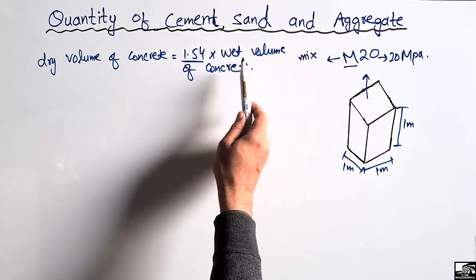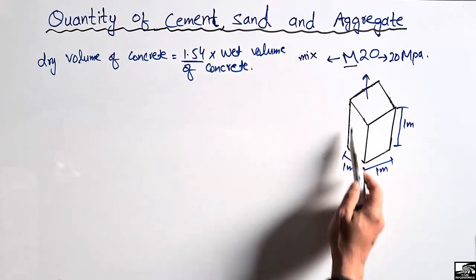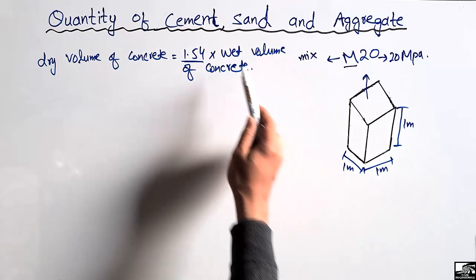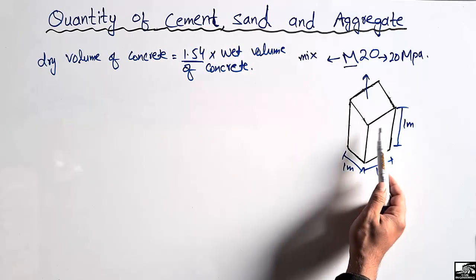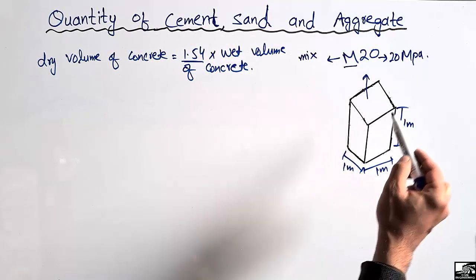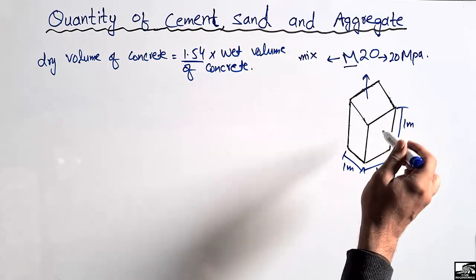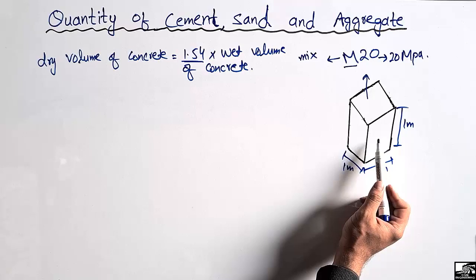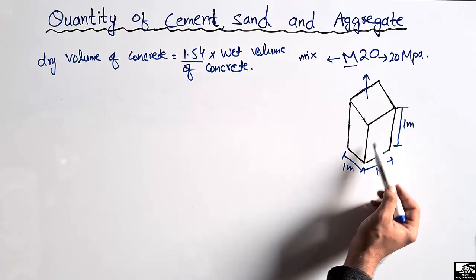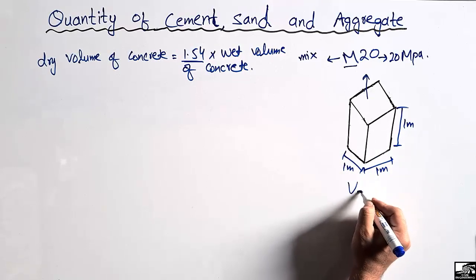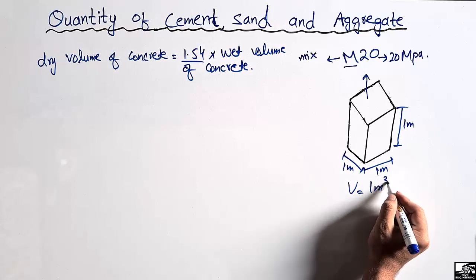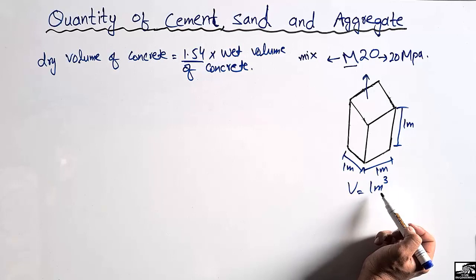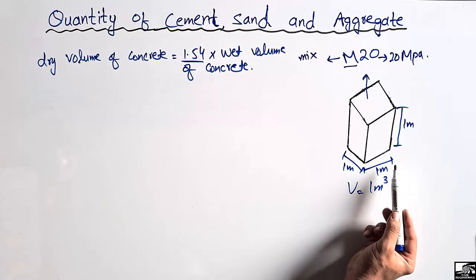And also we know that the wet volume of this concrete, let's suppose this is a cube made of concrete, so it means that it is a wet concrete, because we have used water in this cube in order to make it. So this is a wet concrete now. The volume of this cube we know is 1 cubic meter, because 1 multiplied by 1 multiplied by 1 gives 1 cubic meter.